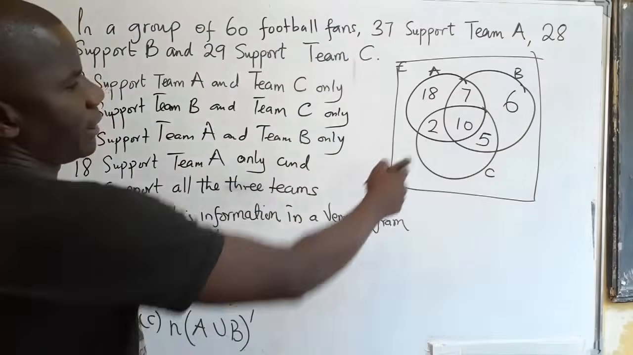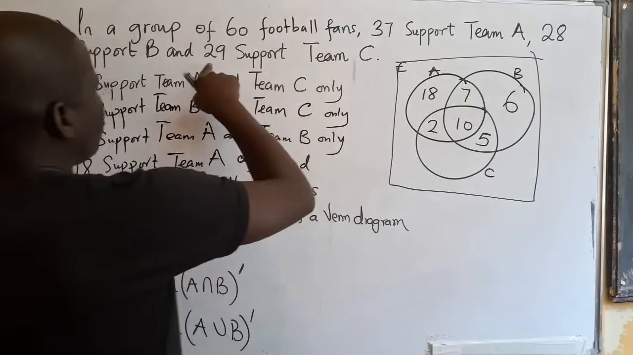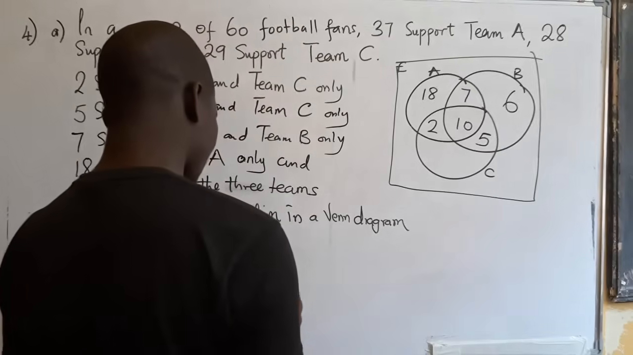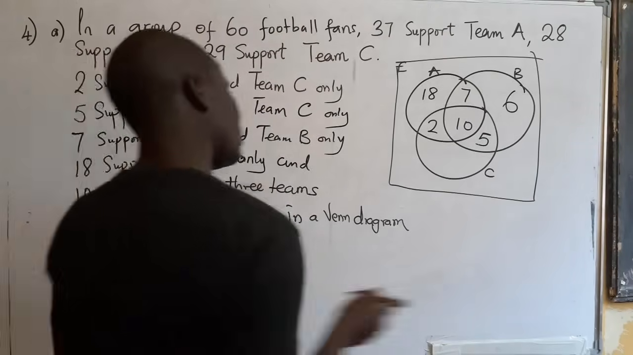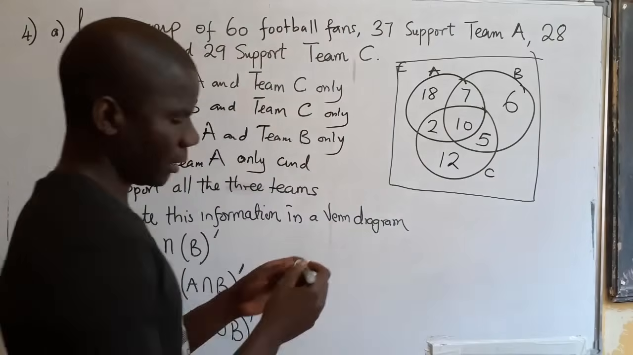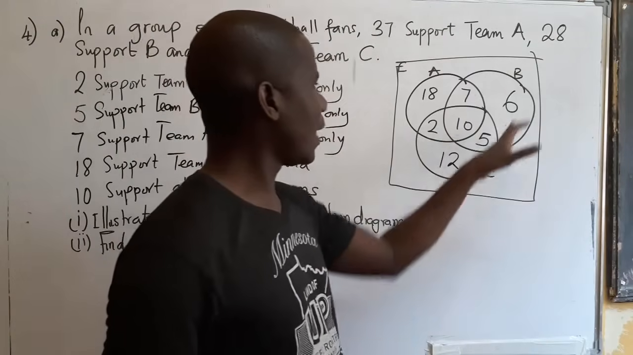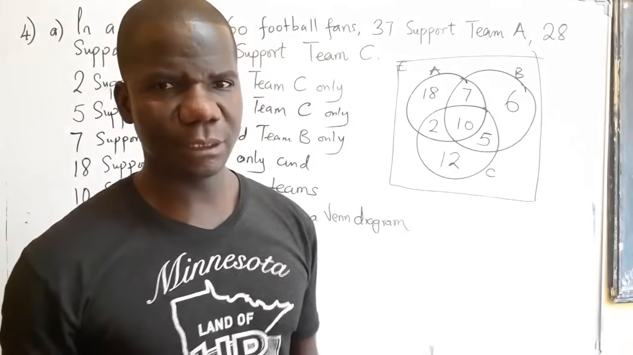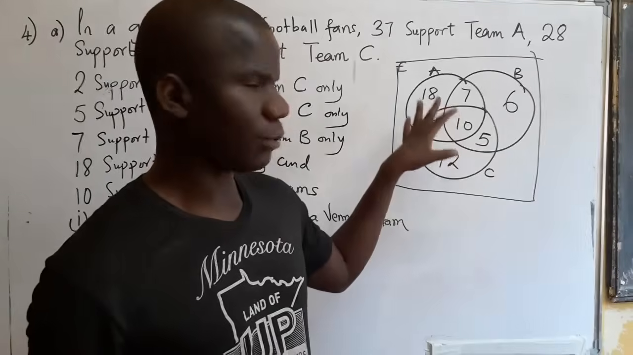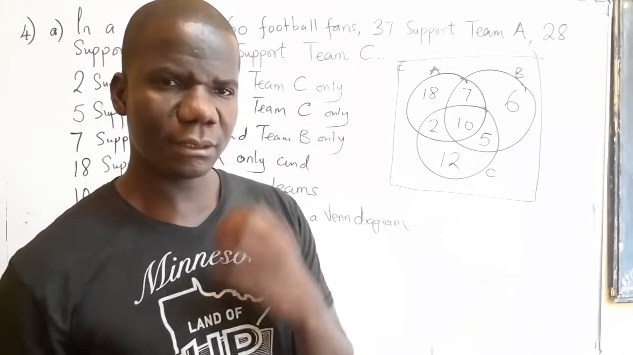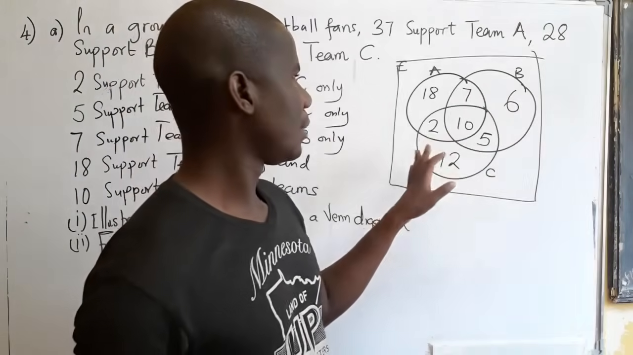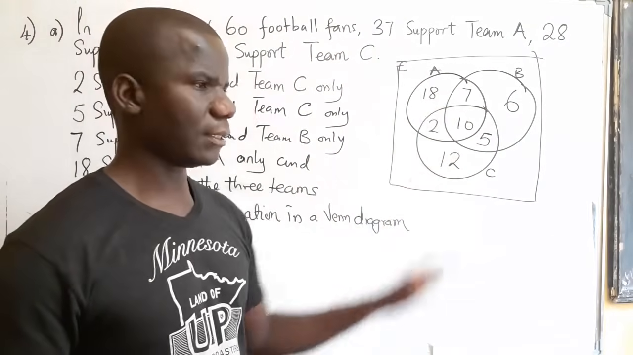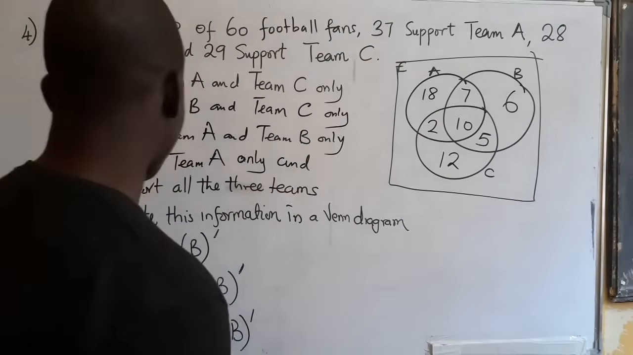The same applies to C, which should have 29. So when you add what we have here, this is 17. So what is the difference? We're going to have 12 here. So when we add the number of fans from this, we're going to have a total of 60 fans. But if we had less than 60, the difference was going to be outside. But in this case, all these add up to 60. So this is our answer for the first question.